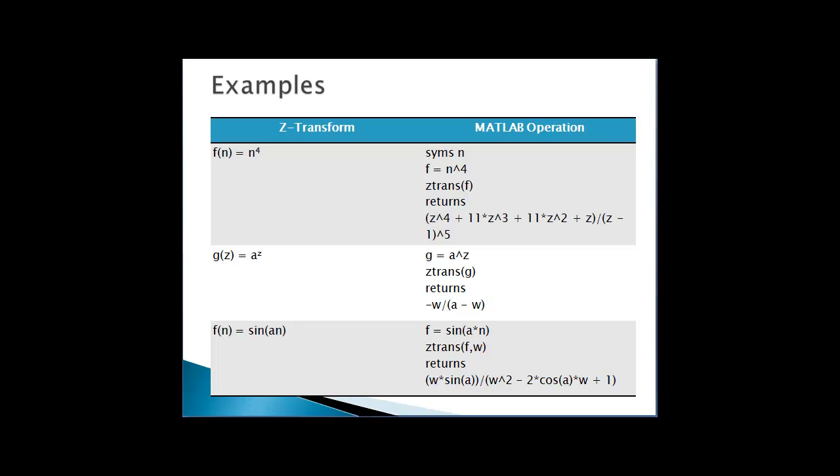For example, I'm having a function f of n which is equal to n to the power 4 and I want to find its z transform. So for that the command used will be, first of all I have to declare the variable that I am using in my function. Here the variable is n, so I am declaring it using syms n, and the function f is equal to n to the power 4. And for finding the z transform, I will use the command ztrans of f, and then it will return me the answer. Let's try it on the MATLAB.